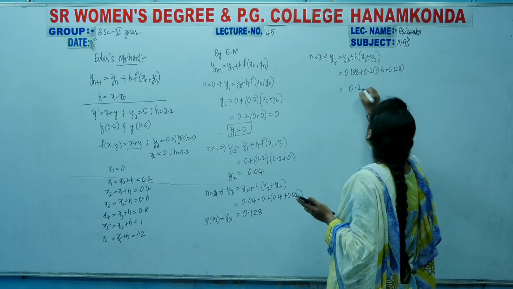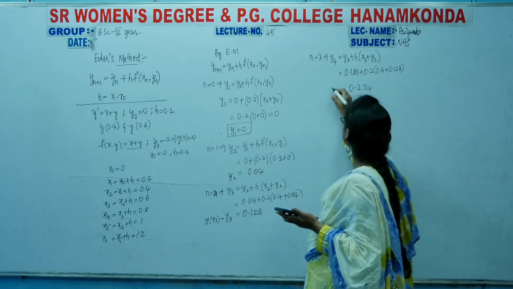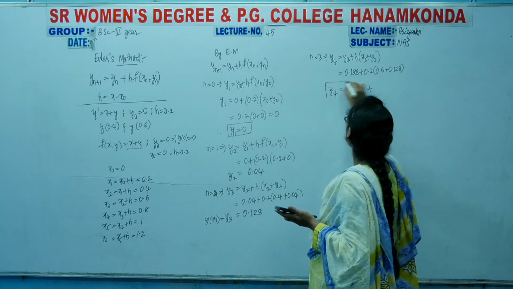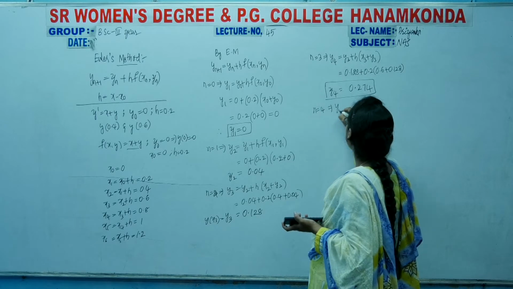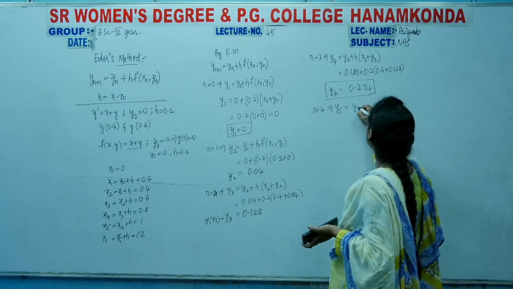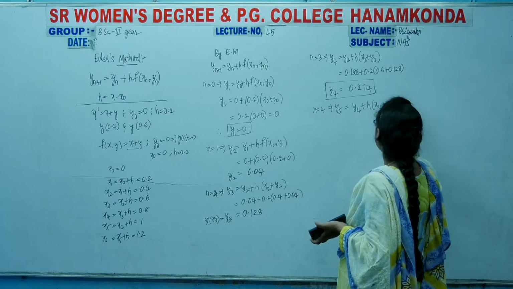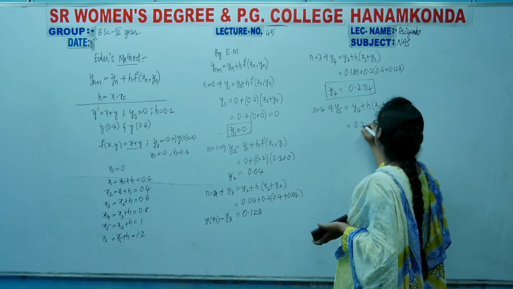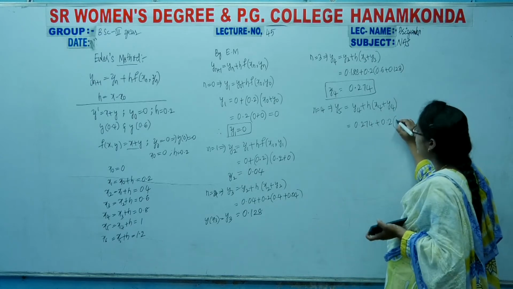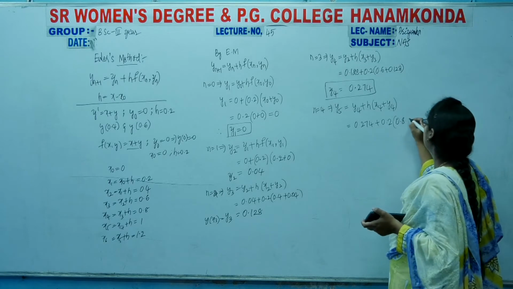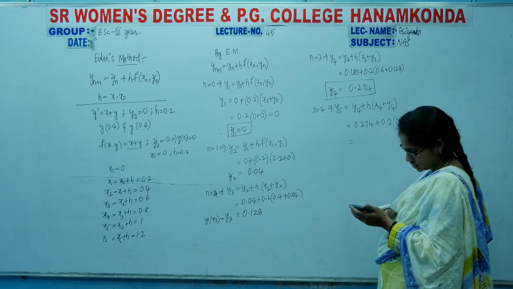0.2736. I am taking that. After 3 we have a 6, so that's why I am taking 4. Next, n is equal to 4. y5 equal to y4 plus h into f of x4, y4. What is y4? 0.274 plus 0.2 into x4 is 0.8. Now take the calculation.